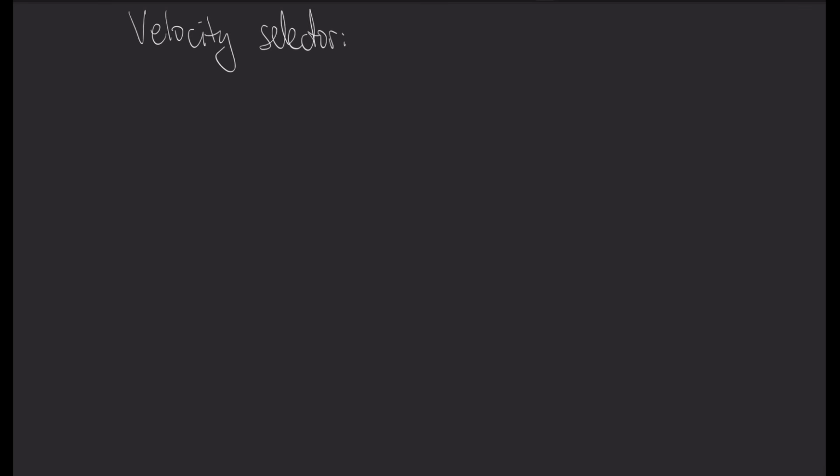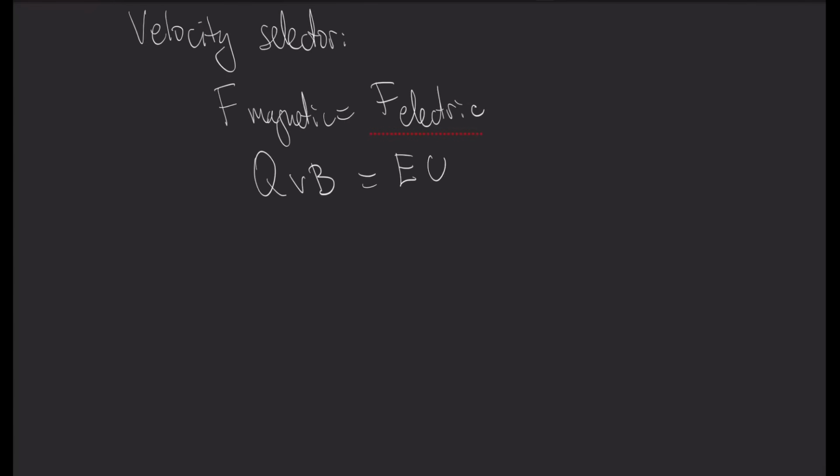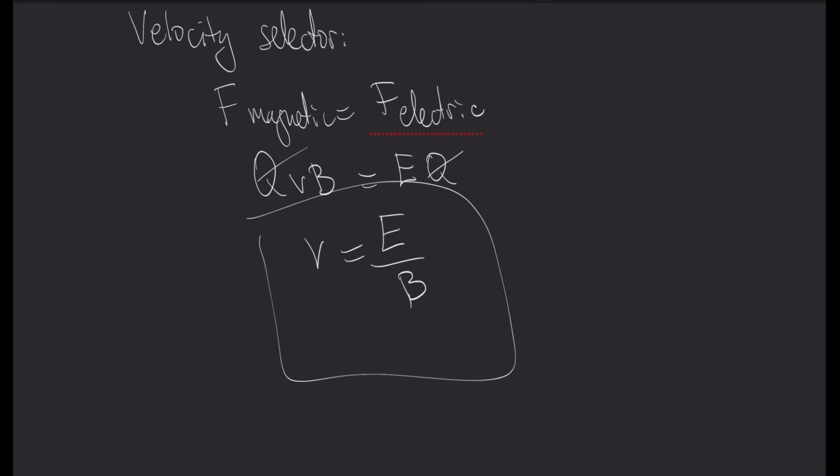Sometimes we have both a magnetic force and an electric force acting on a particle, and they're equal to each other. And if that's the case, you get QvB is equal to E multiplied by Q. The charges cancel out, and we're left with the velocity of the particle being just E over B, which is the ratio of the electric to the magnetic field. And by controlling those two, you can select the velocity of the particle.